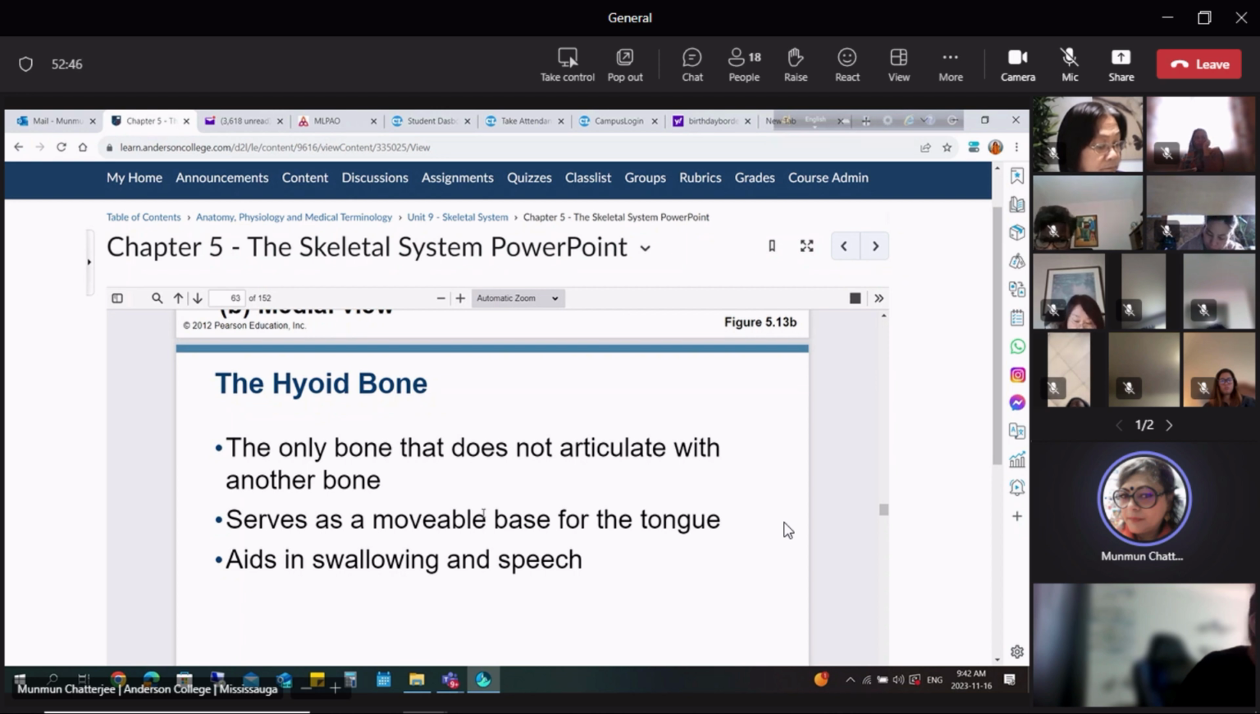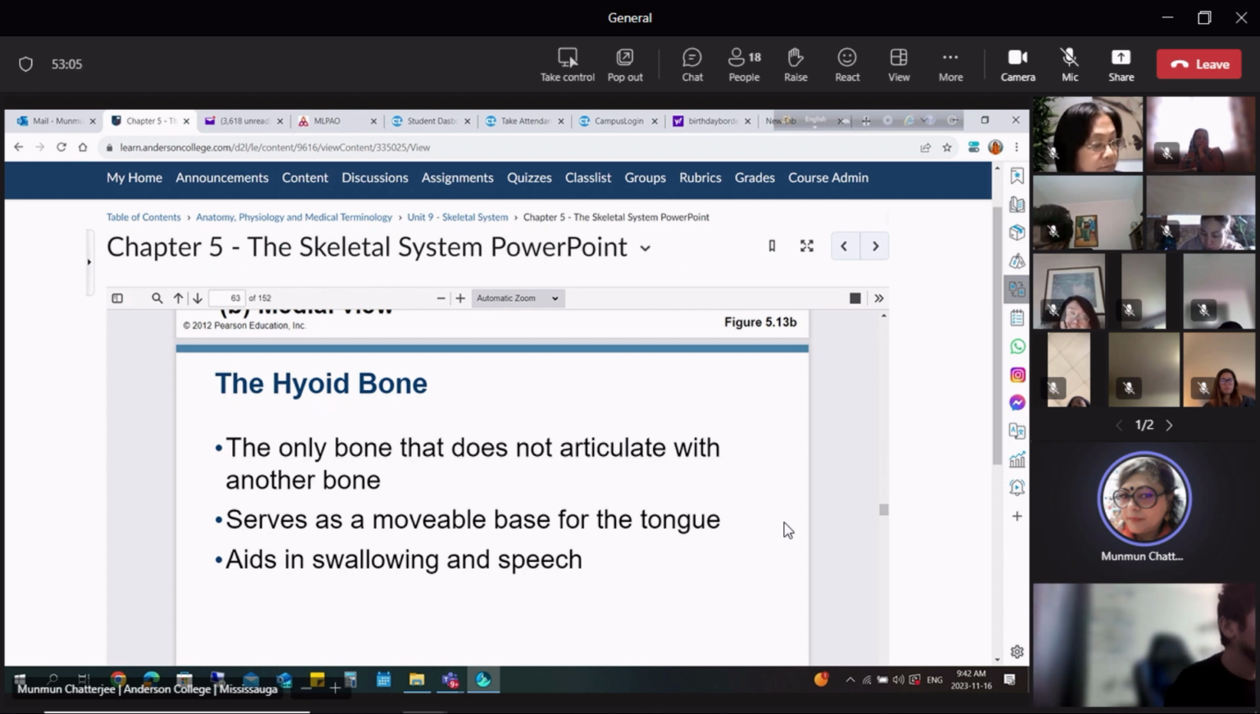What is the hyoid bone? After anatomy and physiology, everybody is going to be an orthopedic specialist, a muscle specialist, a nerve specialist, everything. My God. So what is the hyoid bone?